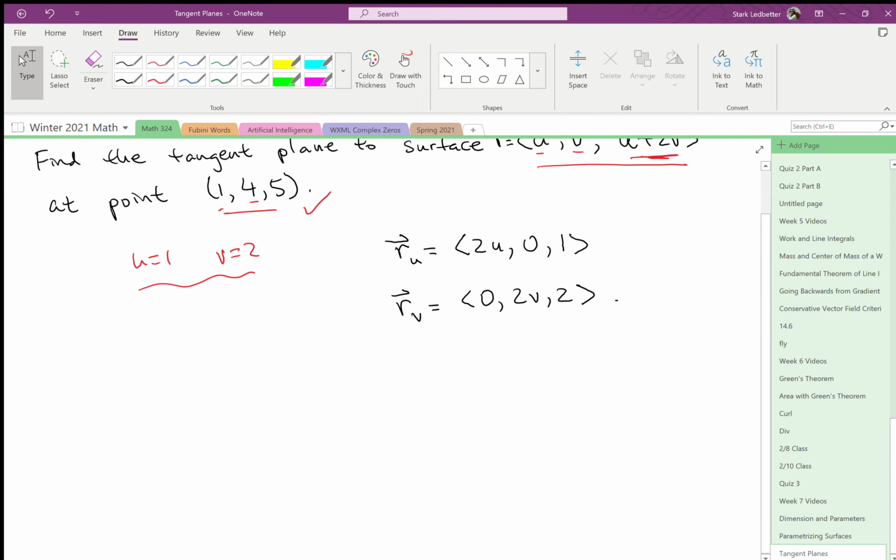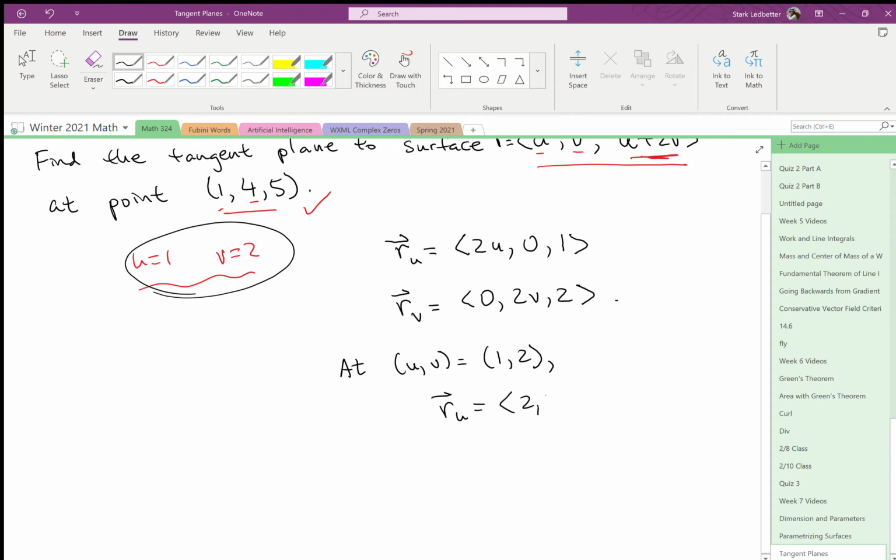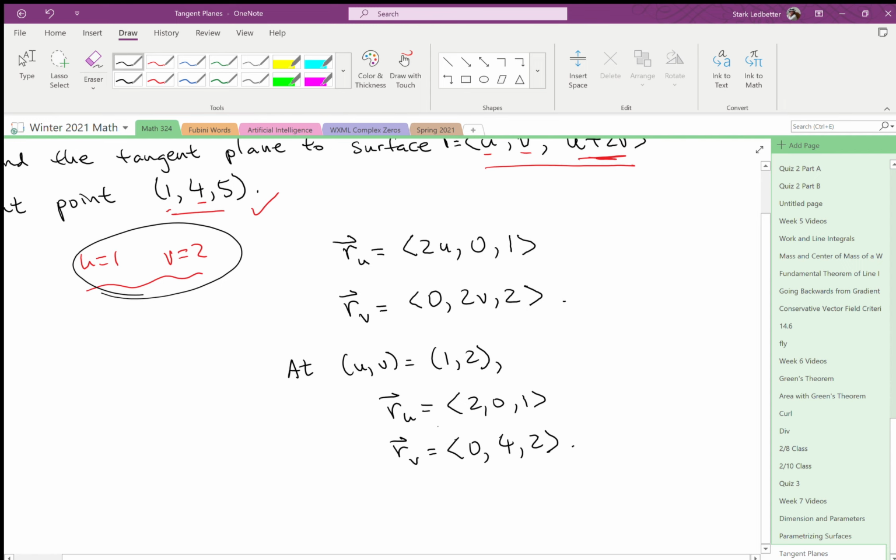And now, if we put these points into these vectors in uv space, so at (u, v) equals (1, 2), then r sub u is 2, 0, 1, and r sub v is 0, 4, 2. Then these are two vectors that are going to lie in that tangent plane.